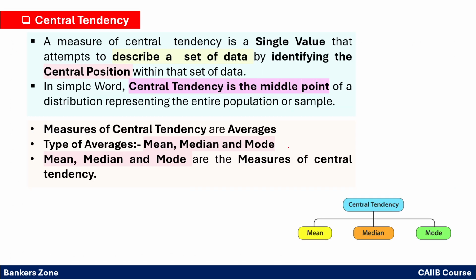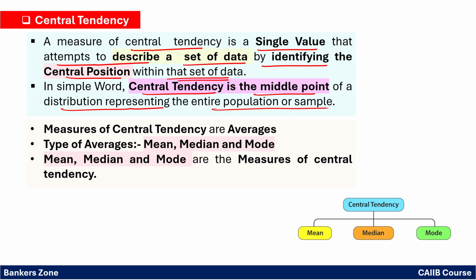So see in detail what is central tendency. A measure of central tendency is a single value that attempts to describe a set of data by identifying the central position within the data set. Central tendency is the middle point of the distribution representing the entire population or the sample. Whatever data you have, if it is represented by a single value using this technique, that is called central tendency. It is simply the midpoint of the data.